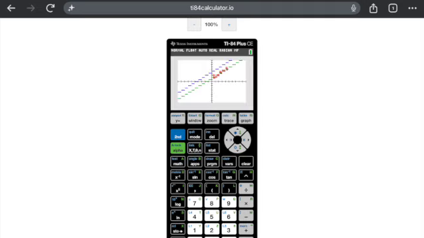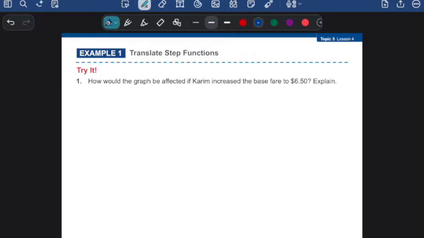Let's graph that. Okay, so the green graph was where he lowered his base fare to $2, and that is going to be right in line with the other companies. So that would be a better function to use for Kareem. For try it number 1, how would the graph be affected if he increased the base fare to $6.50? Well, it would be even higher than the first blue step function. It would be shifted up 1.5 from the first graph, the blue graph. If we're increasing the base fare, then all the outputs would increase or go up by 1.5.